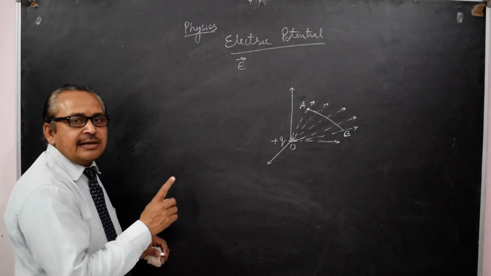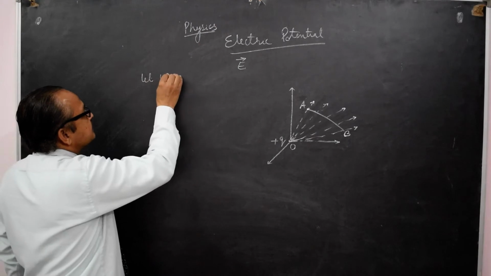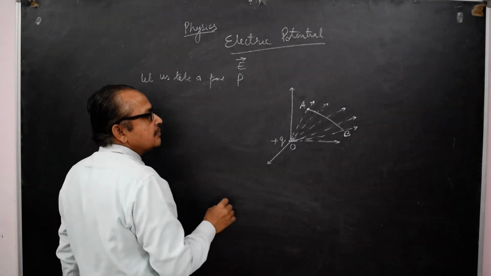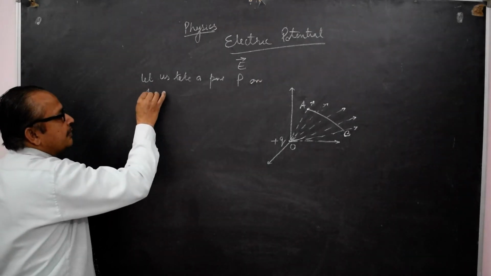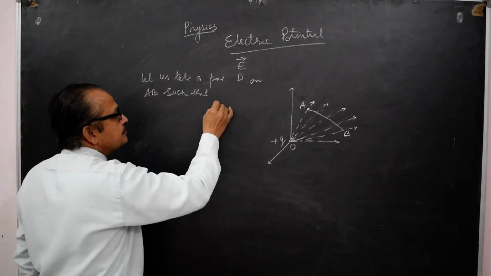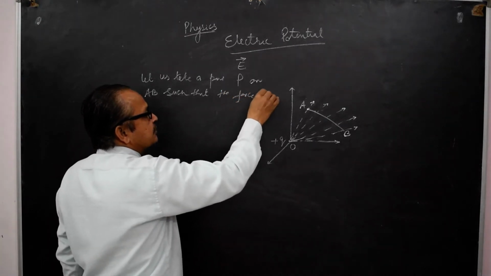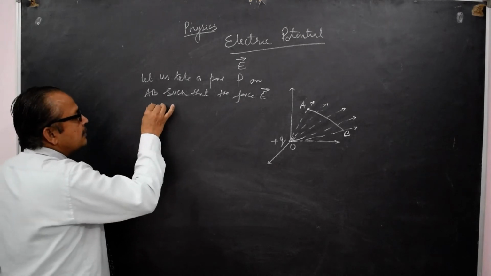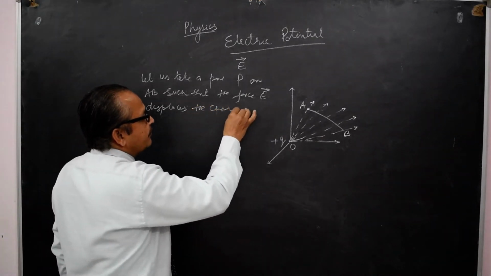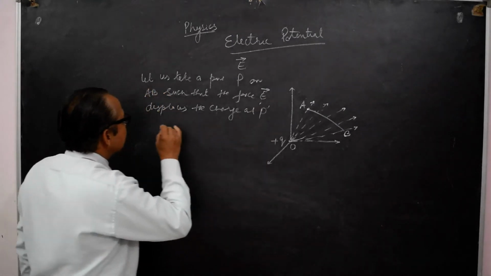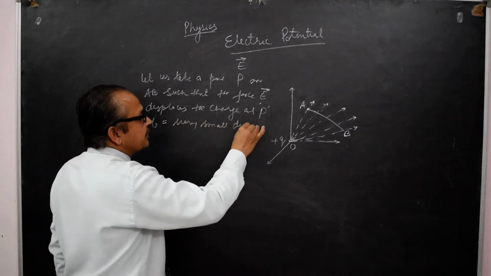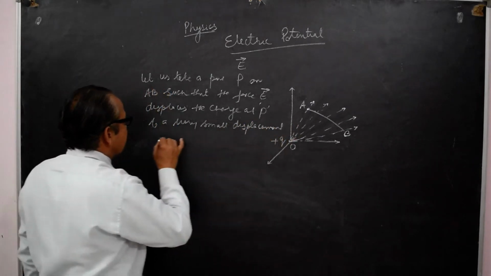Now, for doing that, let us take a point P on AB such that the force, which is E, displaces the charge at P to a very small displacement, which is, let us say, dl.